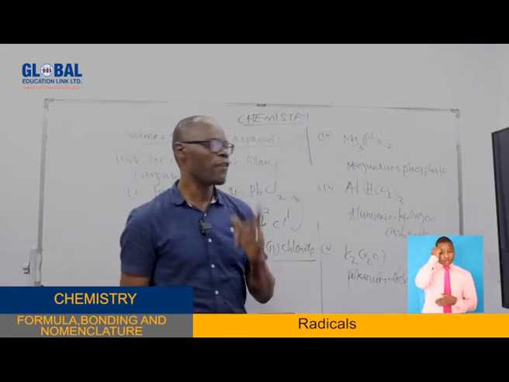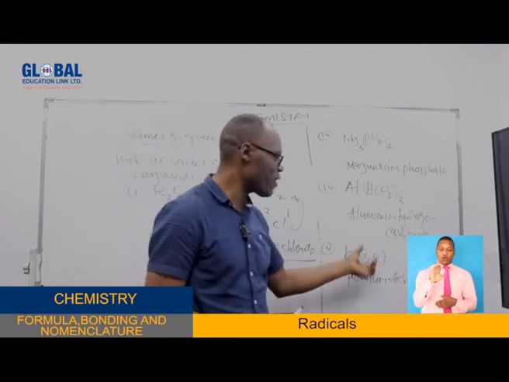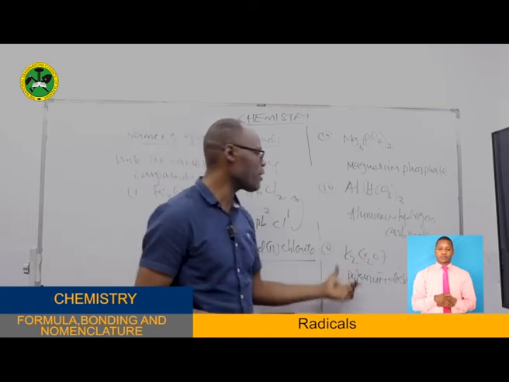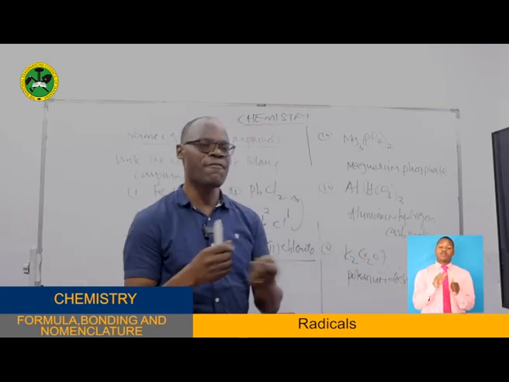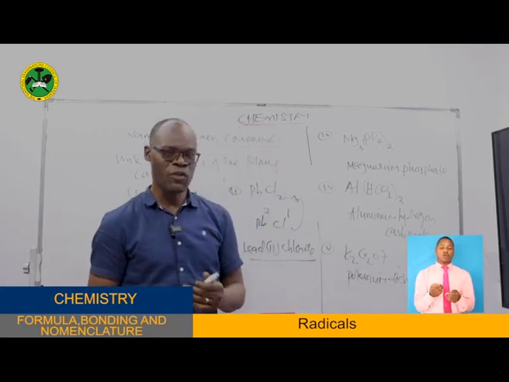Remember, when given a formula, then you're supposed to write the names. Please try your level best to check whether that metal has got a variable oxidation state so that you don't make mistakes. Many students make the same mistake because they don't know how to distinguish between metals without variable oxidation states and metals with variable oxidation states.